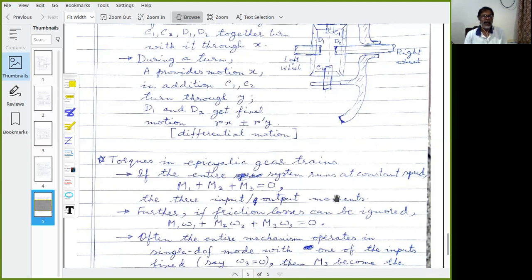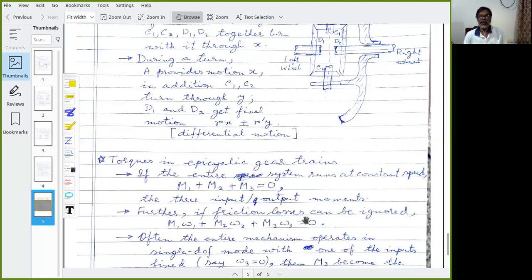Further, if friction losses, etc., can be neglected, then we will say the corresponding total power from the three sources, from and to the sources and destinations, depending upon what is output, what is input, M1 omega 1 plus M2 omega 2 plus M3 omega 3, that also will be zero, that also will be balanced. Okay. So input moment into input speed plus output moment into output speed plus the other input moment into other input speed, whatever it is. Okay. So together they will also be zero.